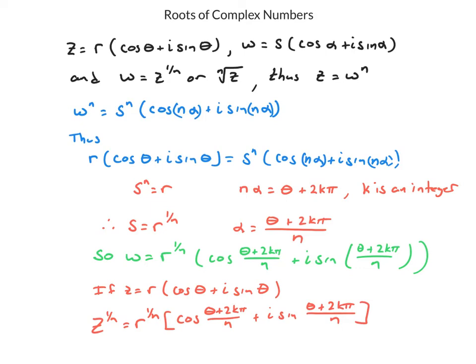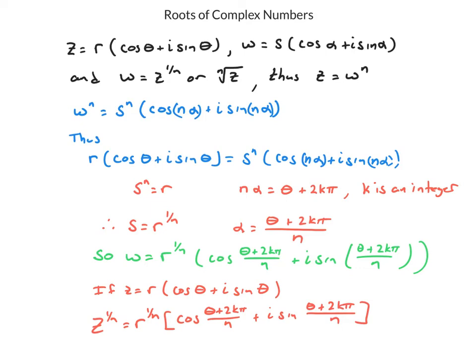And the reason is because the argument, in these cases, is theta. And so a measure of theta or any angle coterminal to theta would also give the same complex number. So you have to keep that in mind. So in order for two complex numbers to be equal, their magnitudes must be the same, and their arguments have to be coterminal to each other.